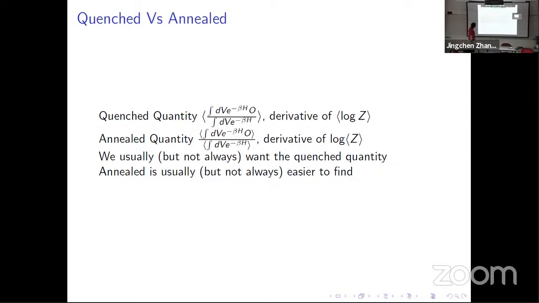The annealed quantity is a little bit different. The averaging is moved around. And the annealed quantity is 99% of the time not what we want, but it's easier to calculate. So whenever we possibly can, we just calculate the annealed one and say it's the quenched thing and, hopefully, get away with it. If you've ever worked with the SYK model, just about every average we calculate for the SYK model is an annealed average. And what we're interested in is the quenched average, and we always get away with it with the SYK.